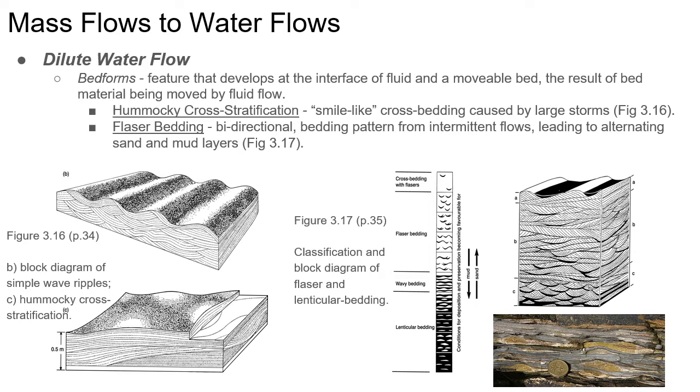So we have hummocky cross stratification, which produces these smile-shaped cross-bedded structures that are caused by storms. Flaser bedding is more bidirectional bedding from intermittent flows, so you get alternating sand and mud layers. In this case, we do have a little bit more water than sediment, so the sediment is more able to freely move around and develop these types of bed forms.